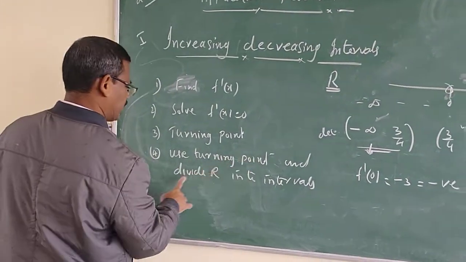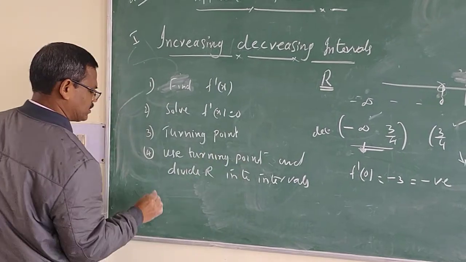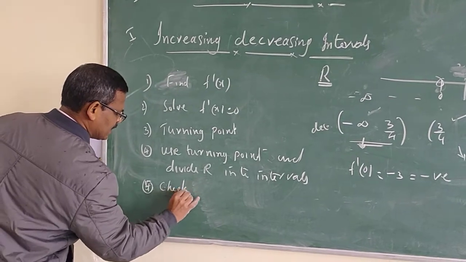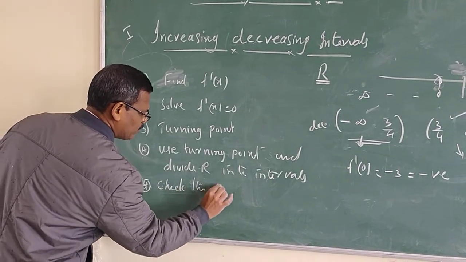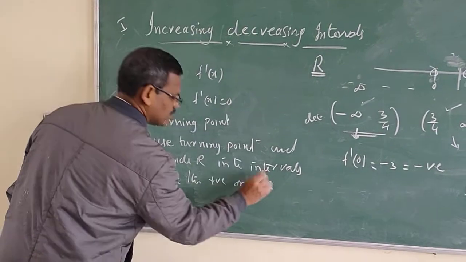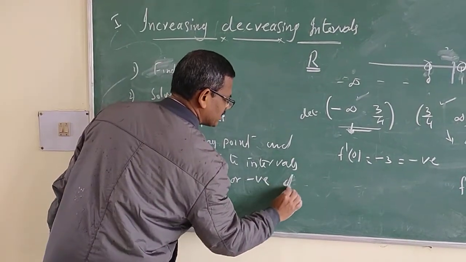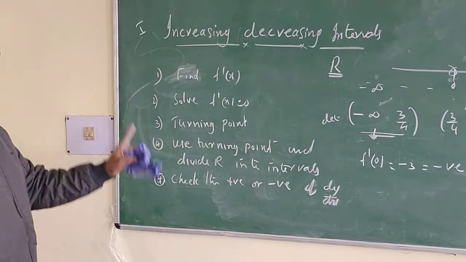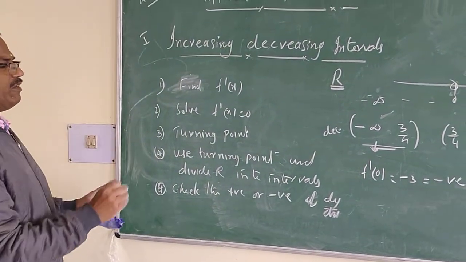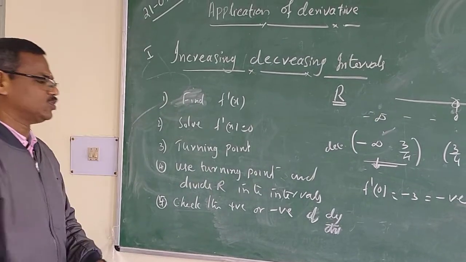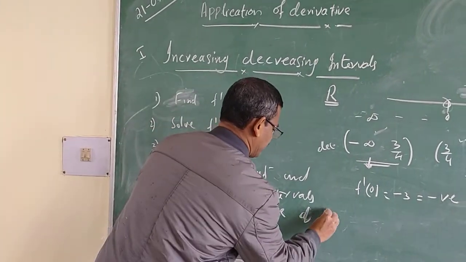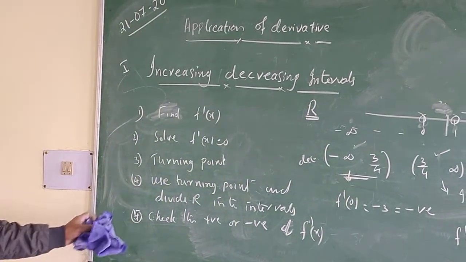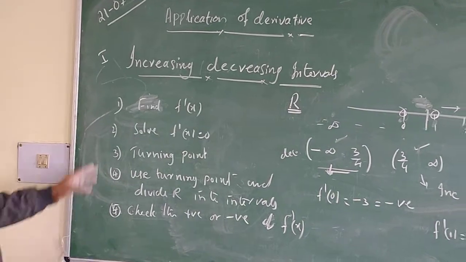So use the turning point and divide R into intervals, and then check whether dy by dx is positive or negative. So for each interval you take a point, any point of that interval you can take, and check whether dy by dx, or f dash x, is positive or negative. So these are the steps you have to take.